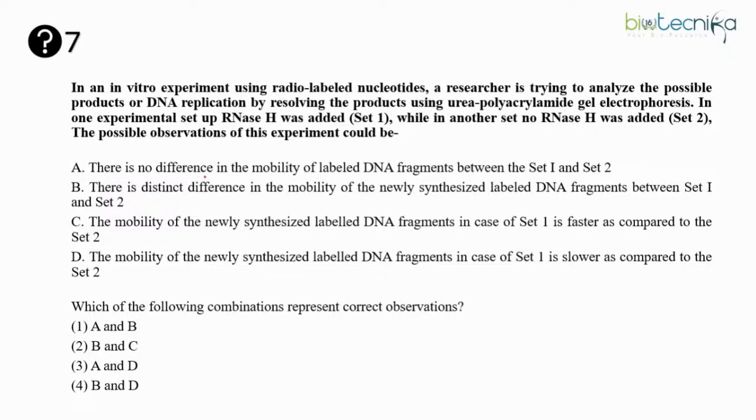So the first statement says that there is no difference in the mobility of labeled DNA fragments between set 1 and set 2. Set 1 is where the RNase H has been added. In set 2, RNase H is not present. Second, there is distinct difference in the mobility of the newly synthesized labeled DNA fragments between set 1 and set 2. Next, the mobility of the newly synthesized labeled DNA fragments in case of set 1 is faster as compared to set 2. The mobility of the newly synthesized labeled DNA fragment in case of set 1 is slower as compared to set 2. So again you have to say which represents the correct observation. So recollect what is the function of RNase H. What was this RNase H doing?